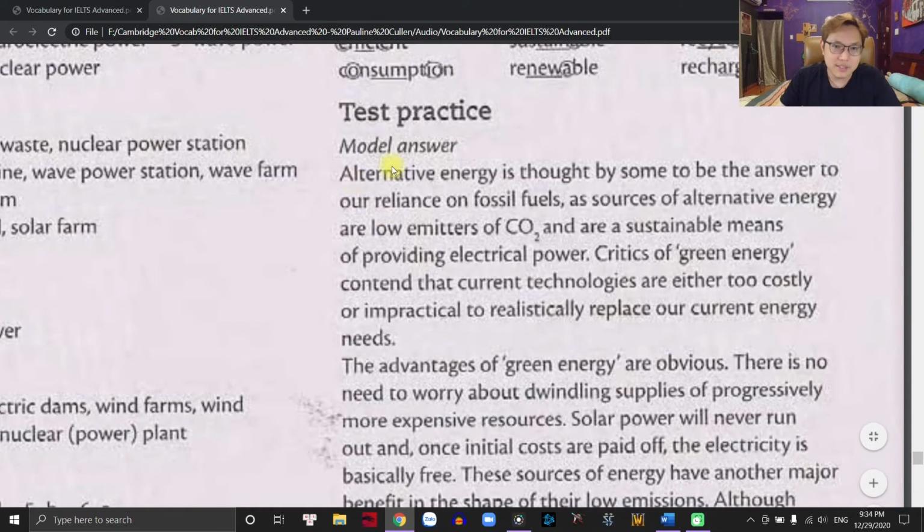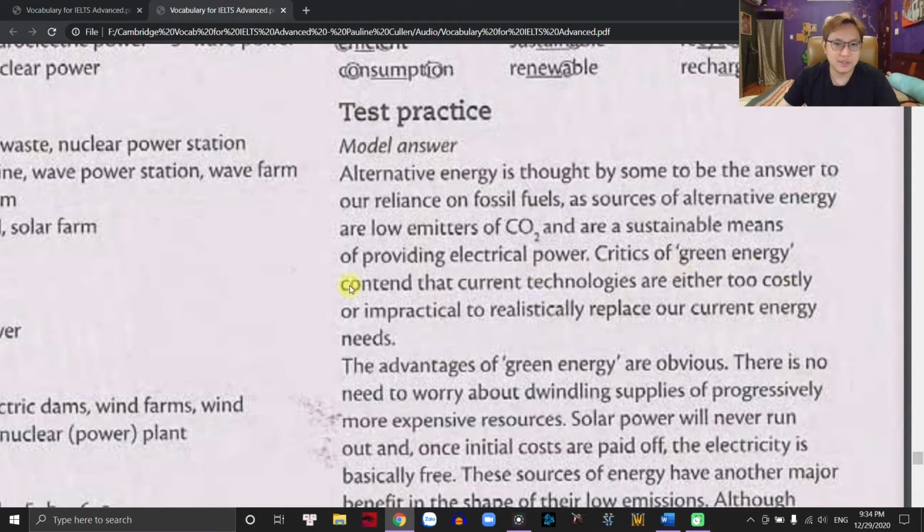Okay. Alternative energy is thought by some to be the answer to our reliance on fossil fuels. As sources of alternative energy are low emitters of CO2 and are sustainable means of providing electrical power. Năng lượng thay thế được nghĩ bởi một số người là cái câu trả lời cho cái sự phụ thuộc của chúng ta vào nhiên liệu hóa thạch. Bởi vì những nguồn năng lượng thay thế thải ra CO2 rất là thấp. Và nó là cái phương cách vững bền, kéo dài lâu dài được để cung cấp cái nguồn điện.